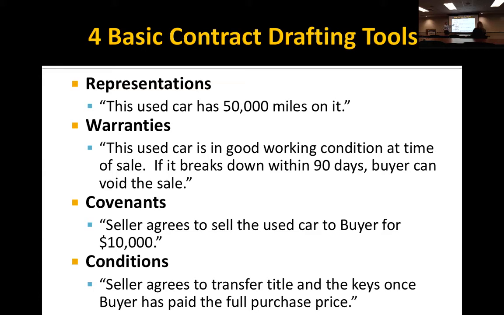So if I use the same example, I would say, well, if it turns out that it doesn't have 50,000 miles on it, it's more than that, then I will give you a comparable amount off for every 10,000 or something. Here's another one. This used car is in good working condition, but if it breaks down within 90 days, then you can waive the sale. So look for those kinds of warranties in there. It's sort of a representation backed up with a promise.